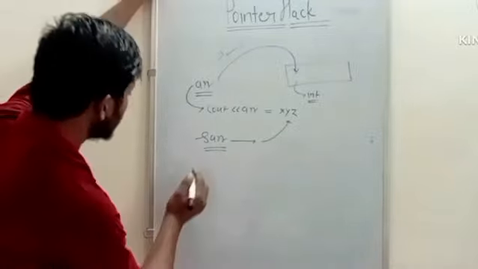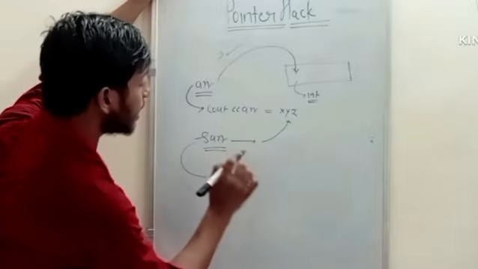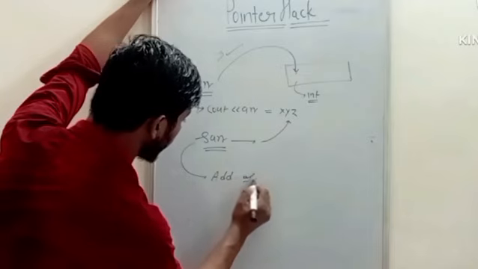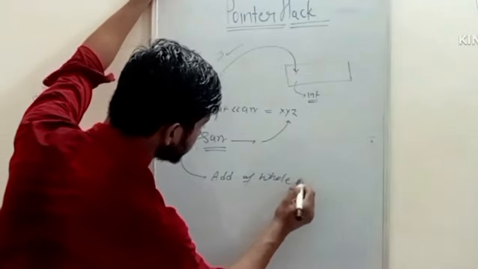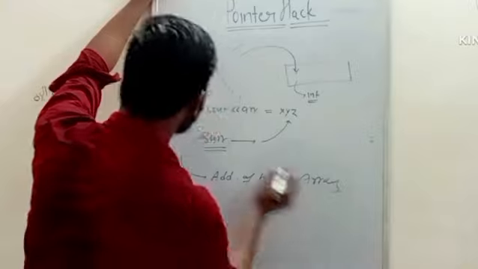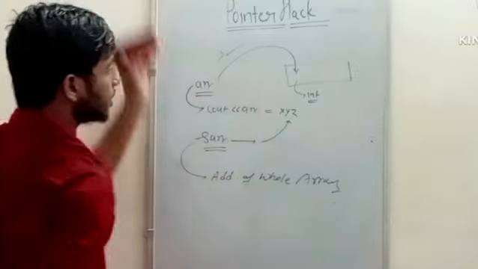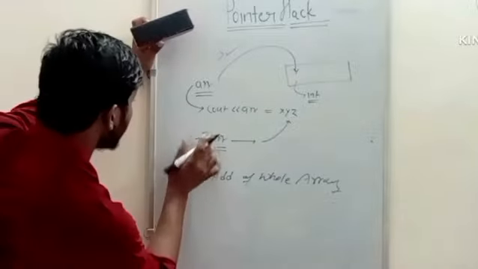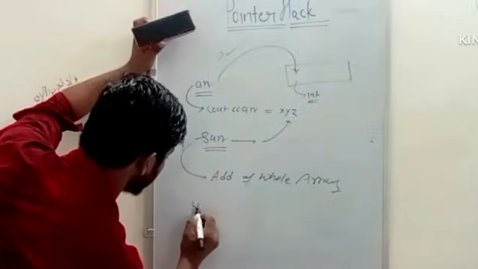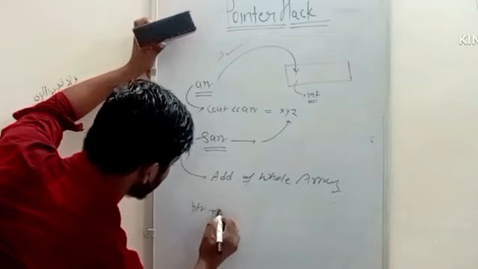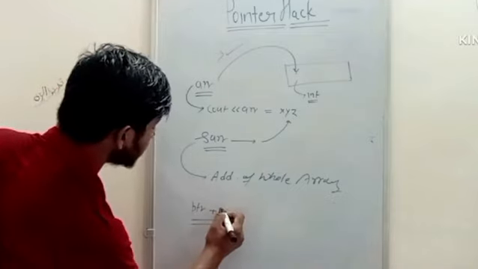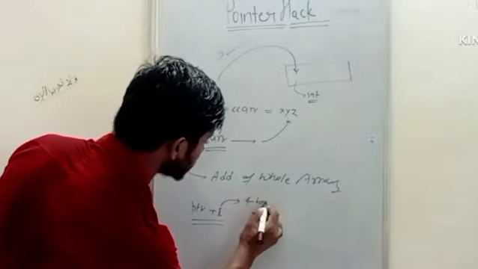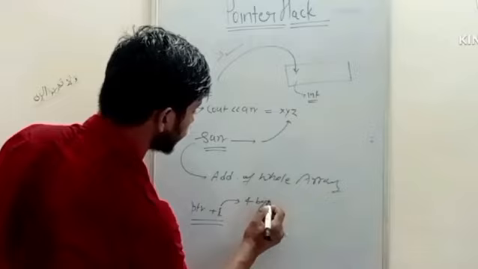Does that mean the two are equal? No. Why? Because this one is the address of the whole array, and that one is the address of the first element. And you know very well that if I add 1 to a pointer, it does not mean I am incrementing by 1 byte. It means I am incrementing by 4 bytes, because the size of an integer is 4 bytes.